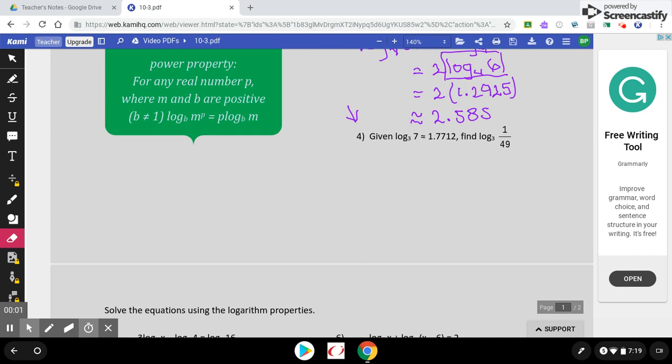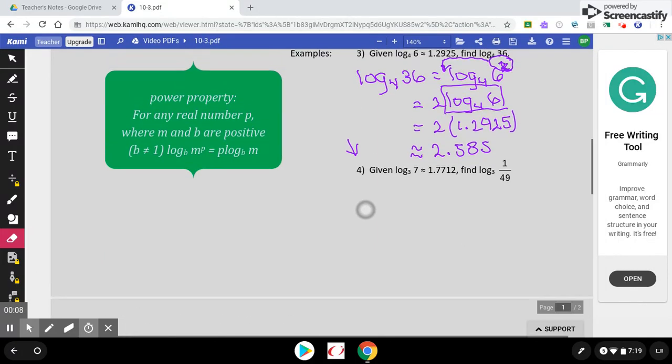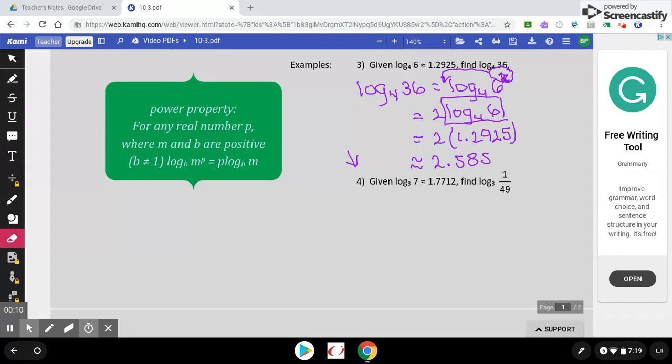Hey guys, welcome to part 2 of the notes on section 10.3. So hopefully you watched part 1. We left off here on example number 3.